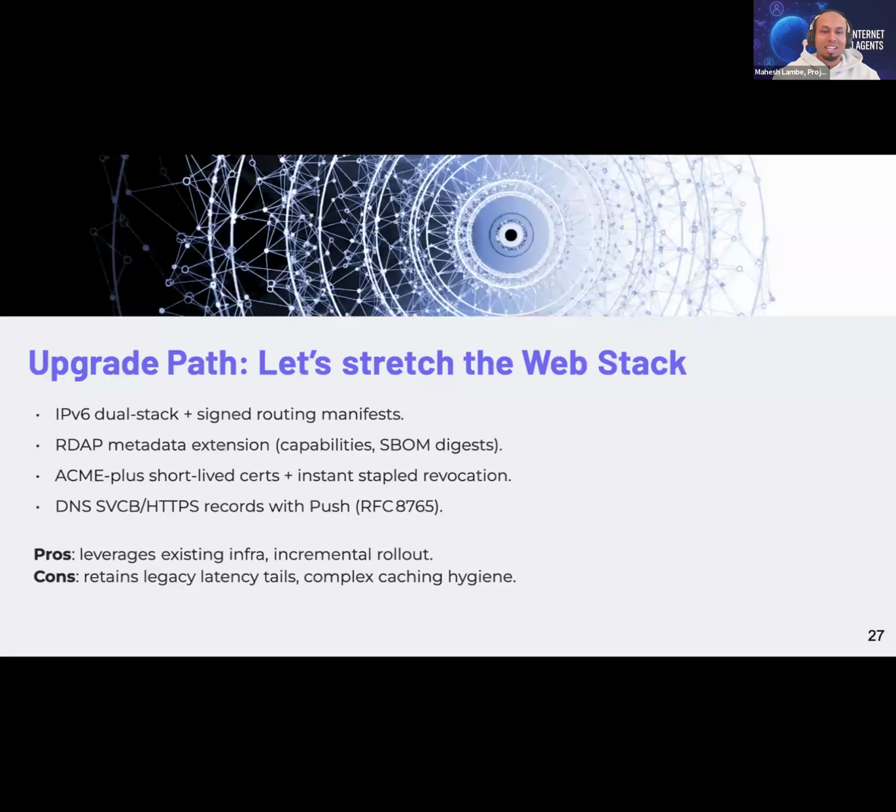And the fourth one is stretching DNS itself. New record types like SVCB and HTTPS can embed capability hashes and policy pointers, combined with DNS push, and we approach sub-second propagation, if resolvers respect aggressive TTL. So that's an if. The upside: this upgrade path leverages existing infrastructure, the same resolvers, browsers, and certificate chains we already use. But the downside: you carry forward all the legacy, from caching hygiene issues to slow revocation models to DNS bottlenecks that simply weren't built for agent-scale dynamics. Next slide, please.